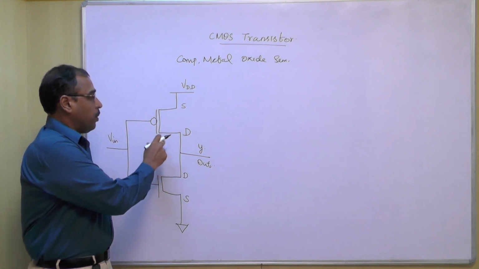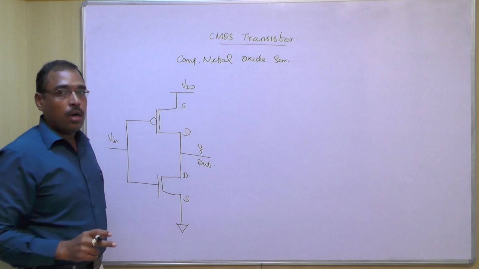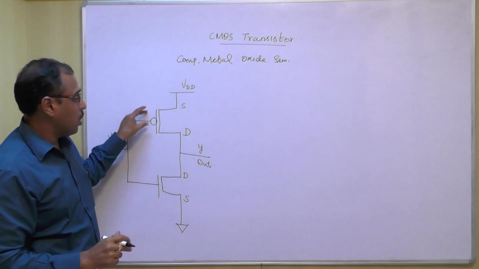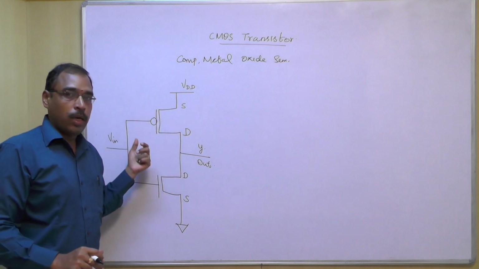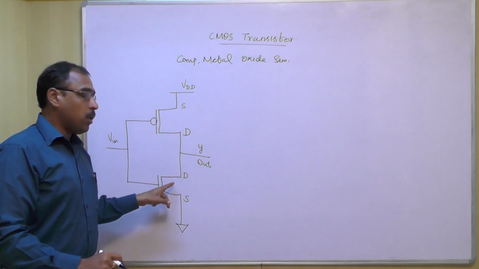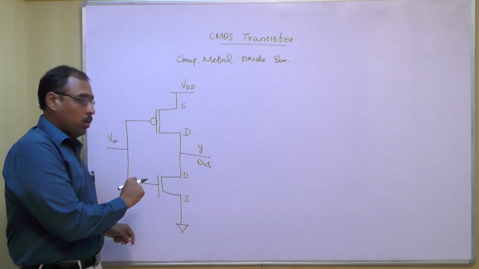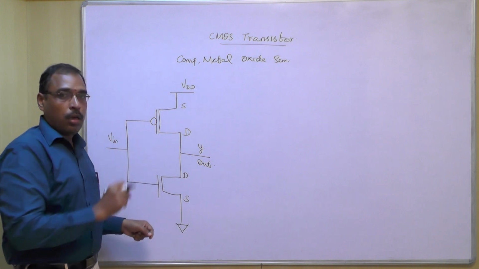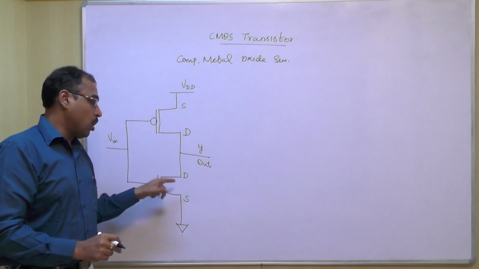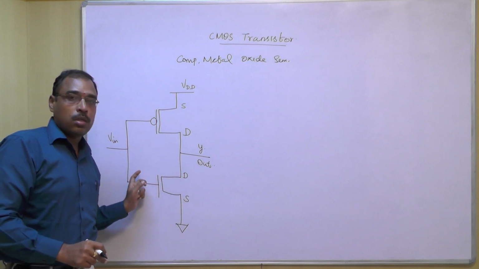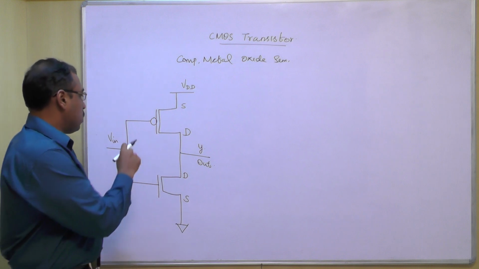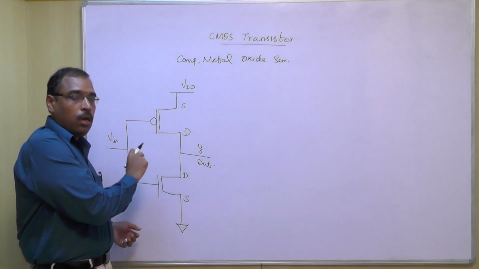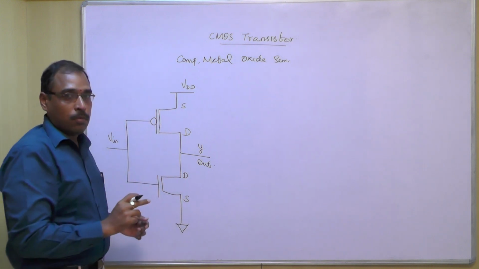We know that the PMOS transistor will turn on when logic 0 is applied on the input, and it will be turned off when we apply logic 1. Similarly, the NMOS transistor will be turned on when we apply logic 1 on the input, and it will be turned off when logic 0 is applied. Now we are going to see how this CMOS transistor works as an inverter.